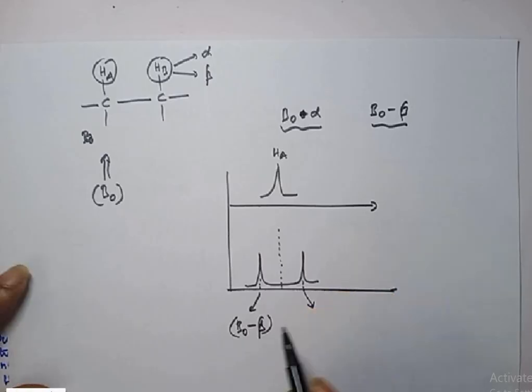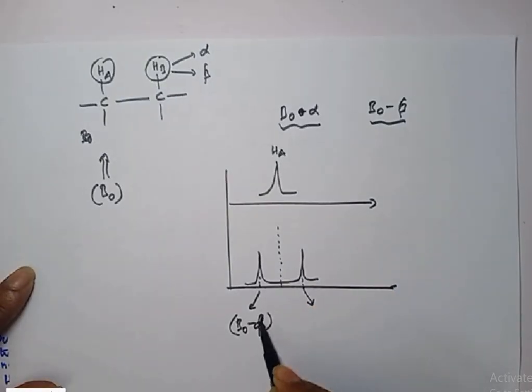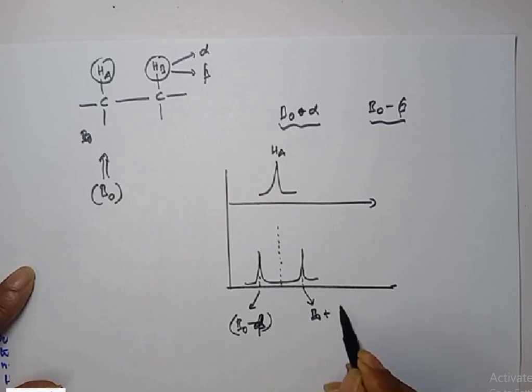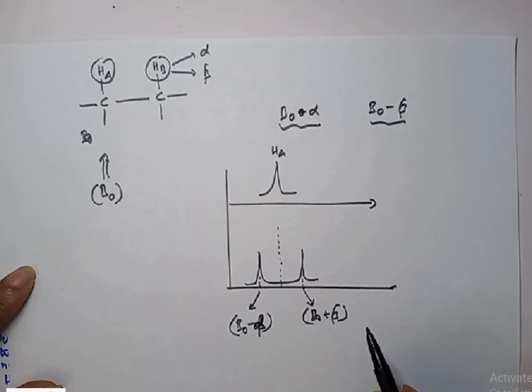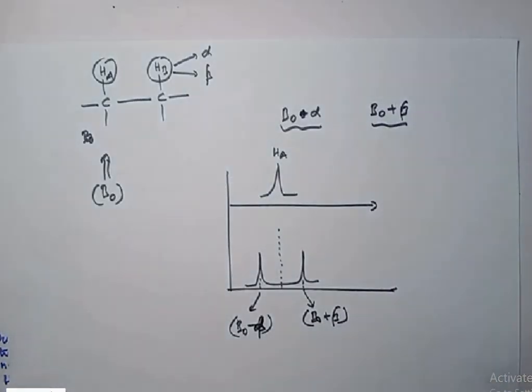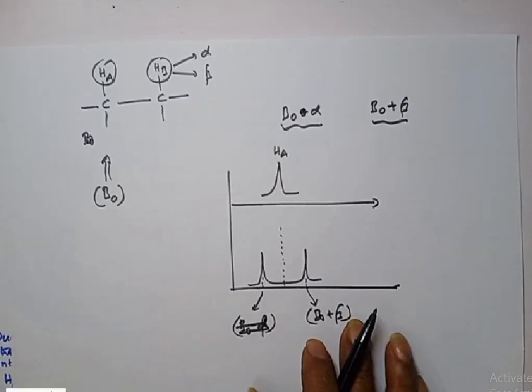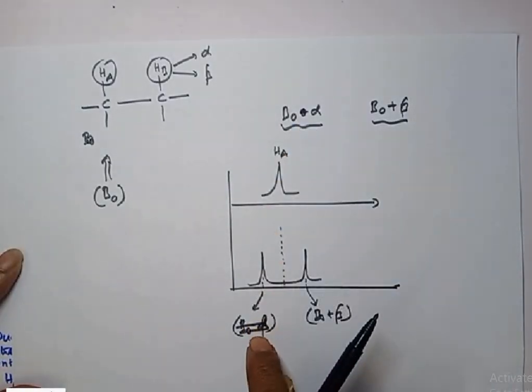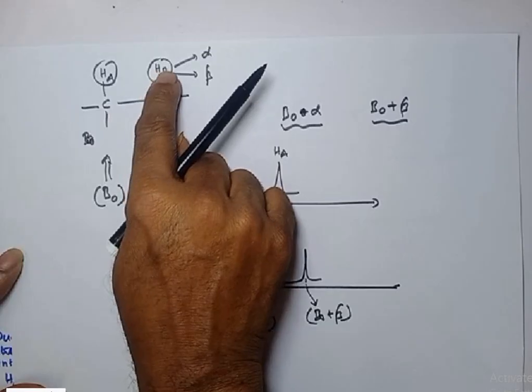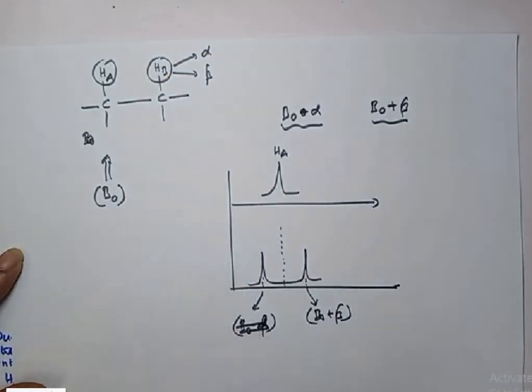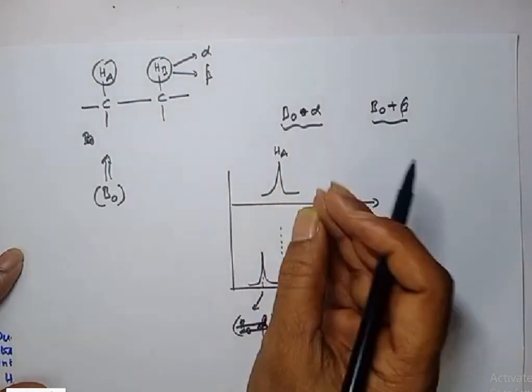Yeah. So this is B0 minus alpha, sorry, and this is B0 plus beta. Okay. Due to the additional magnetic field due to the spin of the Hb proton, the HA proton signal is split into two.